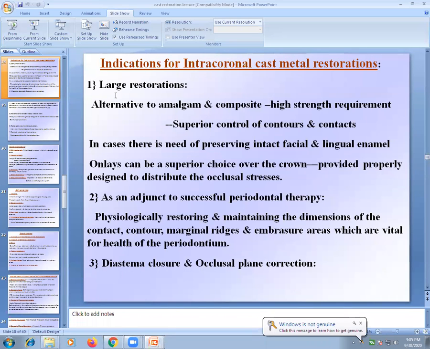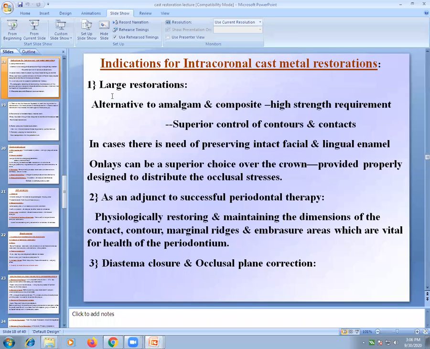We can achieve a proper contact and contour with amalgam restoration. But in some cases, like if caries is extending more towards the facial and lingual surfaces, where the restoration is open to the oral cavity, at that time we have to restore the tooth with intracoronal cast restoration, and mainly an inlay is preferred.